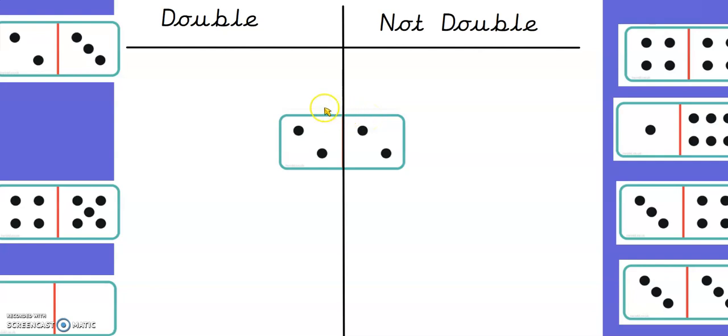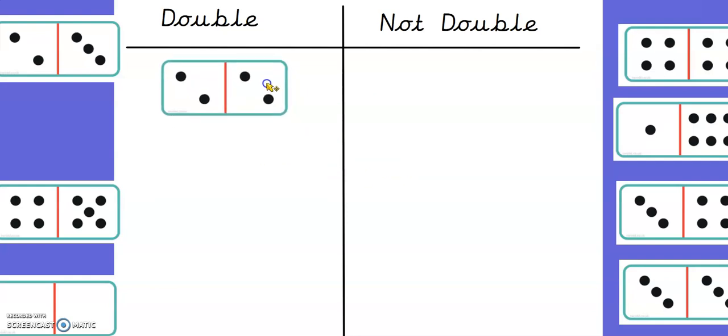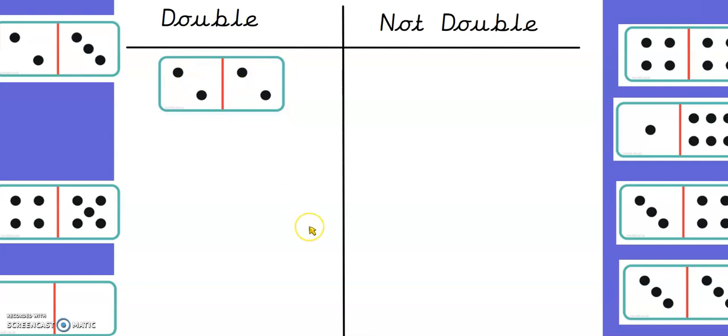So let's have a look. On this side of the domino, how many dots are there? 1, 2. And on this side of the domino, how many dots are there? 1, 2. Is that the same or is it different? It's the same, isn't it? The domino has the same number of dots on both sides, and that means it's a double. There are 2 of the same thing.